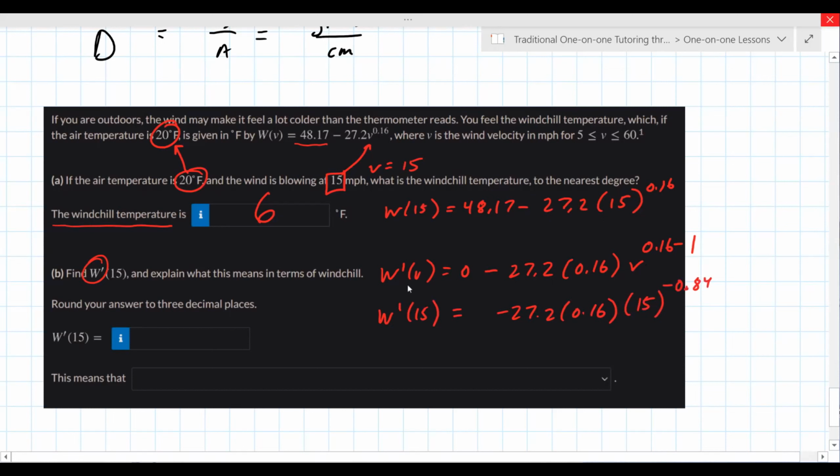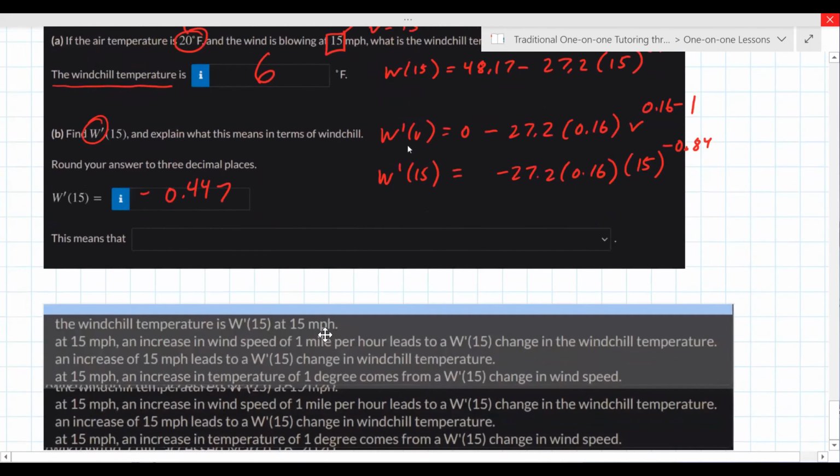So if you've got a calculator handy... All right, so you should see the pattern here. Sometimes you're being asked to put the number in for X. Sometimes you're asked to take a derivative and then put the number in for X. You're going to see this over and over again in this class. So I get negative 0.447. I get the same.